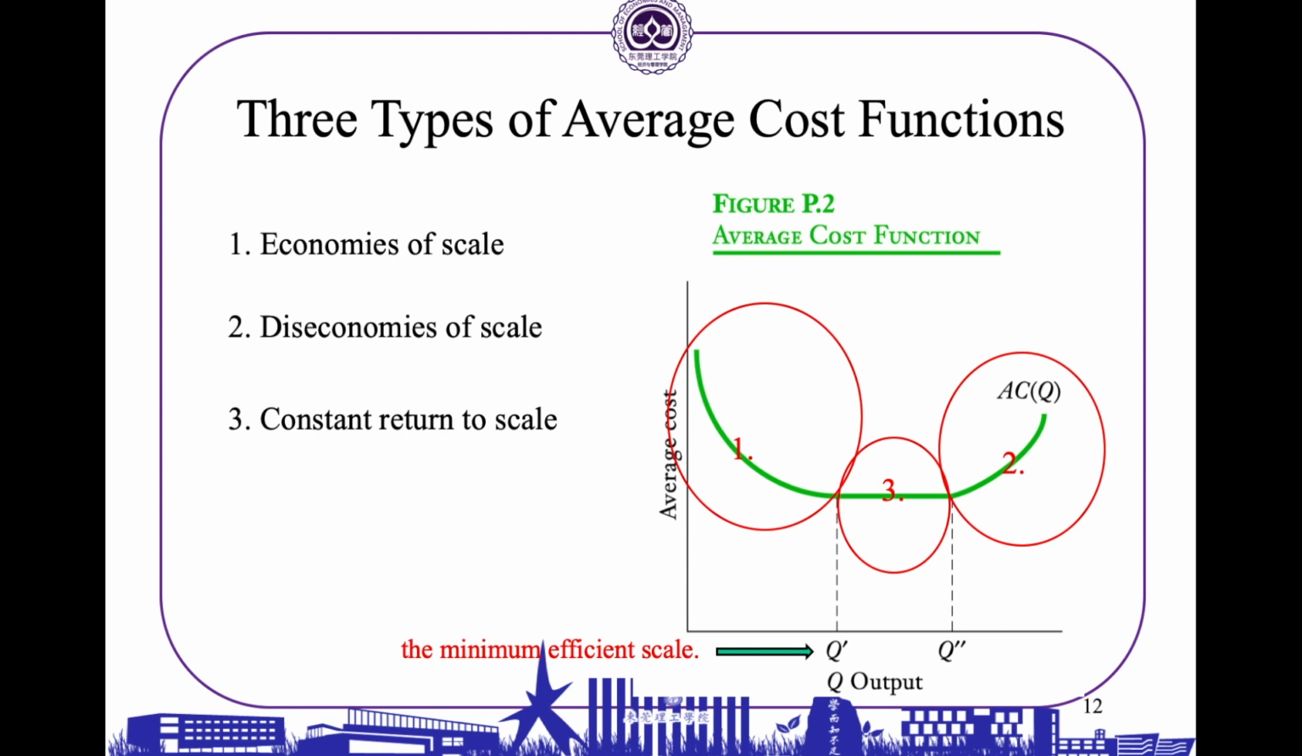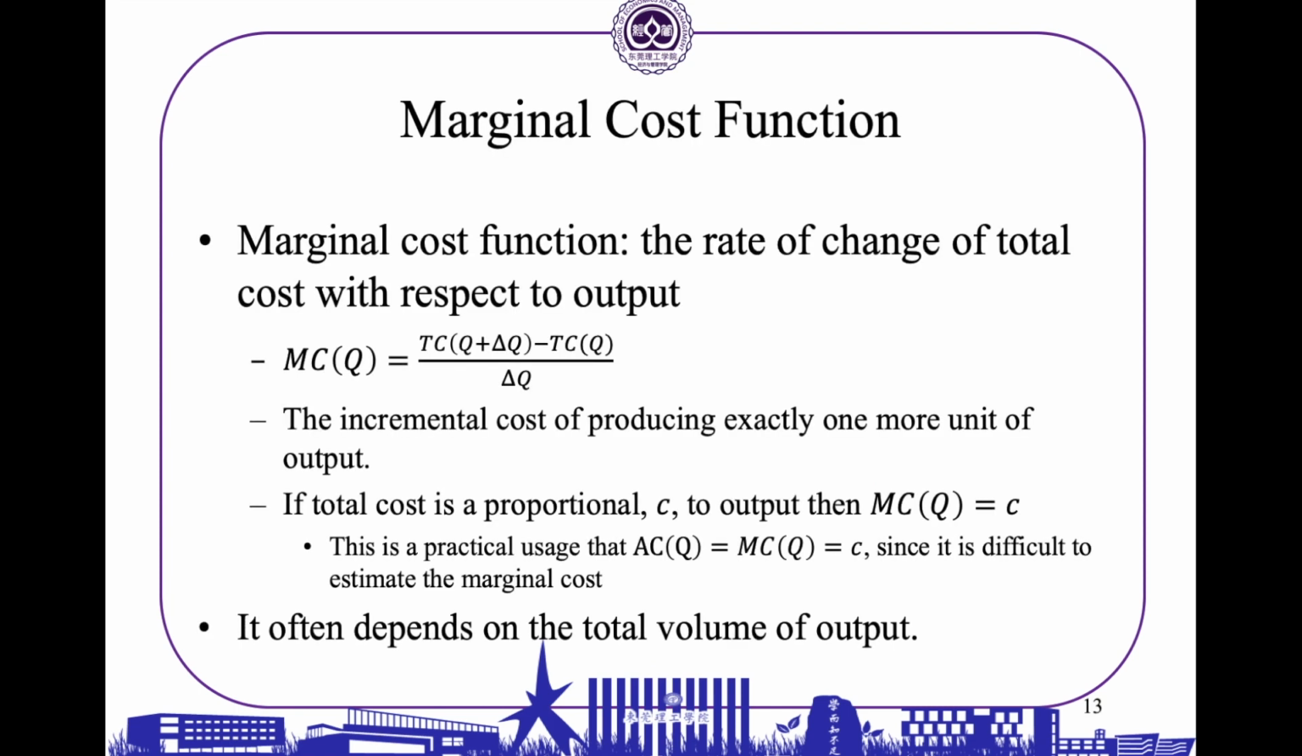Furthermore, suppose Q prime is the smallest level of output at which economies of scale are exhausted, and is thus known as the minimum efficient scale. Firms may try to produce at least at minimum efficient scale in theory.